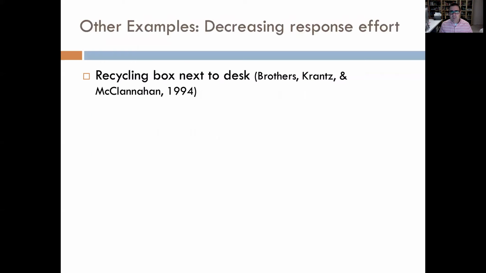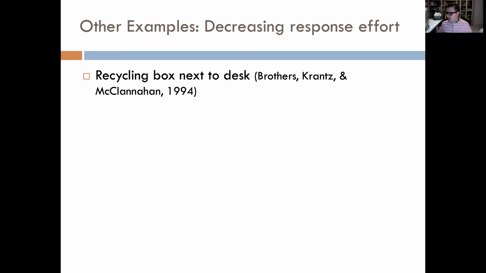Here are some other examples. Putting a recycle box next to the desk, so you'll be more likely to throw the paper into the recycle bin than if you were to have the recycle bin far away. Maybe at the office where you work, they have trash cans next to your desk, and there's just a large recycle bin, I don't know, in a common area. What you end up seeing, if that's the case, is that people are less likely to recycle than if they had individual recycle bins in their offices, right?